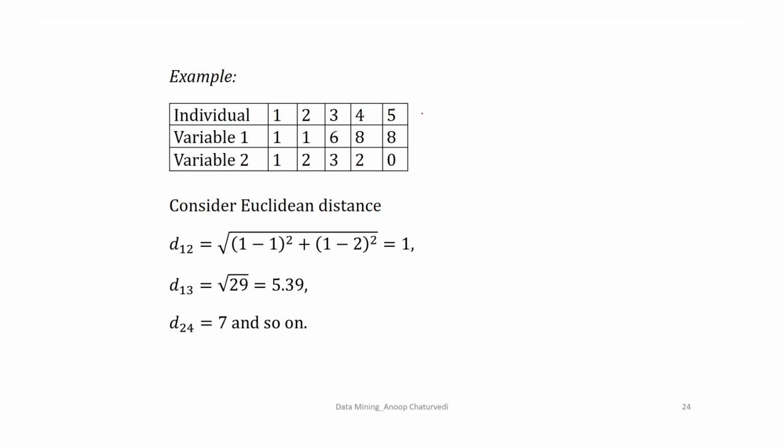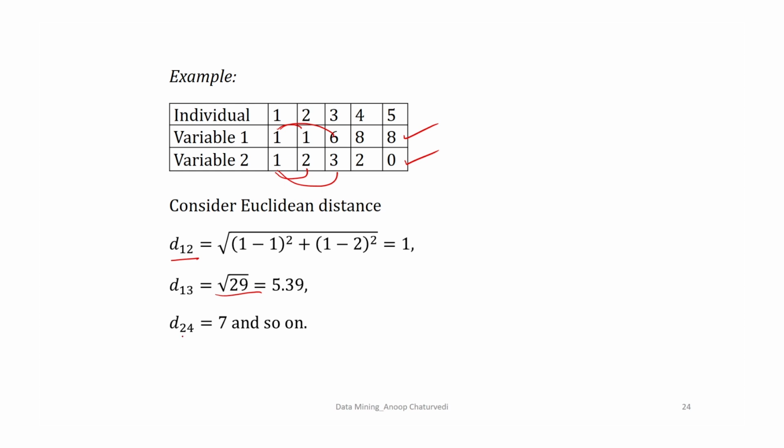We have 5 individuals and you have observations on 2 variables, variable 1 and variable 2. Then we consider the Euclidean distance. We calculate d12, which is equal to the square root of (1 minus 1) square plus (1 minus 2) square for individuals 1 and 2. Similarly, for individuals 1 and 3, it is (1 minus 6) square plus (1 minus 3) square, then we take the square root. So, it is square root of 29, which is approximately 5.39.